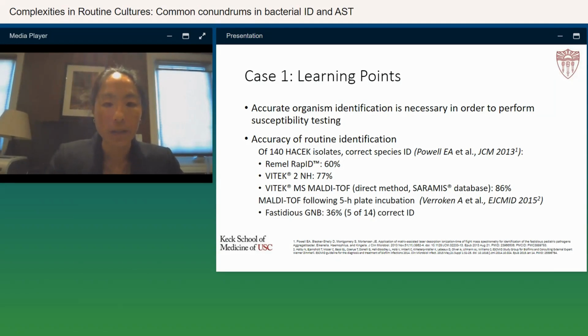And then for any of us that are doing, since this was a blood culture case here, rapid MALDI-TOF off of a rapid 5-hour plate incubation, that method's been looked at with fastidious gram-negatives, including HACEKs. And as expected, with only 5 hours of growth on the subcultured plates followed by MALDI, you're not going to get great growth with our fastidious gram-negative bugs. And the success rate was only 36%, although they only had 14 isolates in the study. It was still pretty low at 36% correct identification in this method.